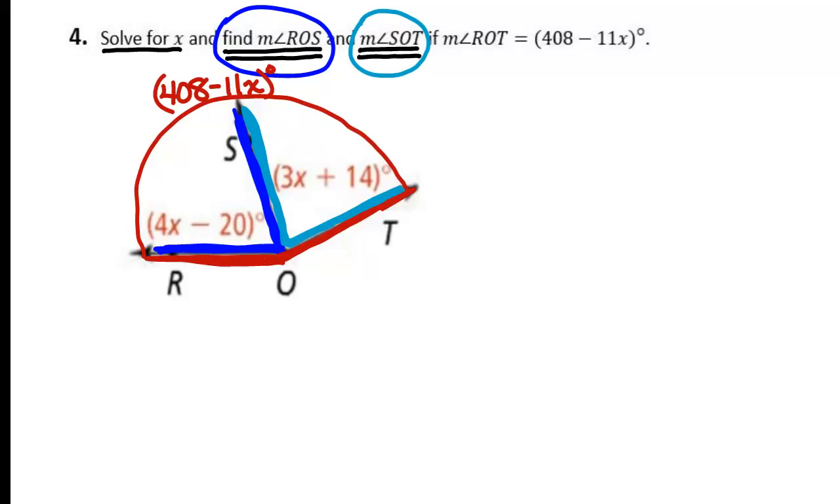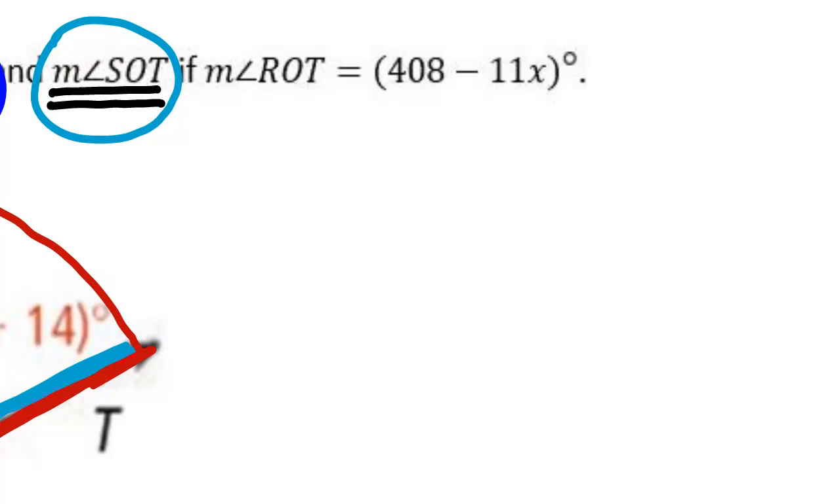And my first question to you is, how many angles are being shown in that picture? 3. Talk to me about those 3 angles. Is there anything special about them? Do they have a relationship to each other? What happens if I put the 2 smaller ones together? I get that bigger angle.